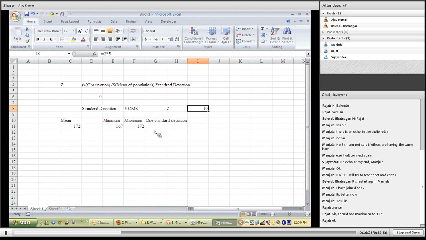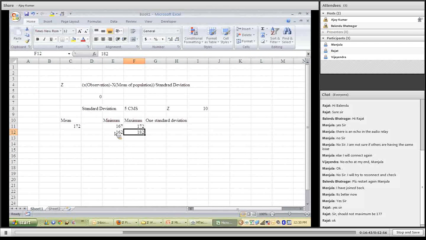So 10 would mean what? 172 was my mean. So when I am trying to check the value at z equal to 2, the maximum value would now become 182 and the minimum value would now become 162. So now this becomes the range.